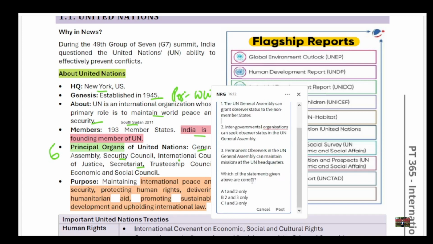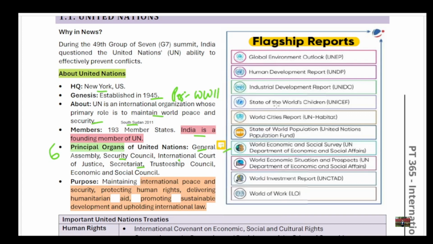Try looking at this particular question and we can know how important this topic becomes, because direct questions have already been asked from the United Nations General Assembly, and also from some of the subtopics under each of the six organs.